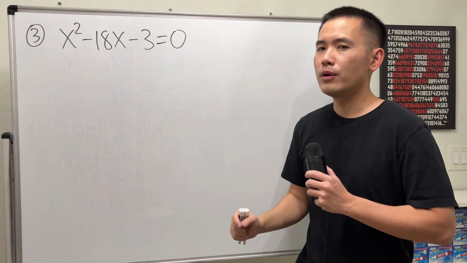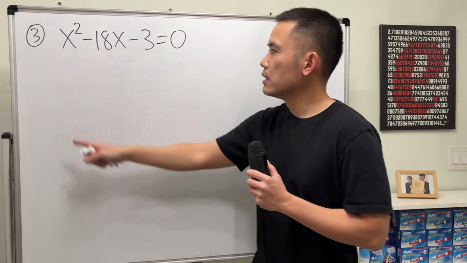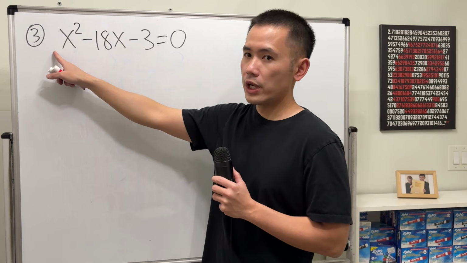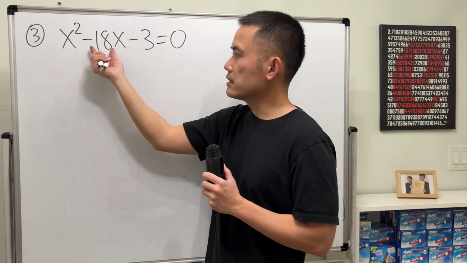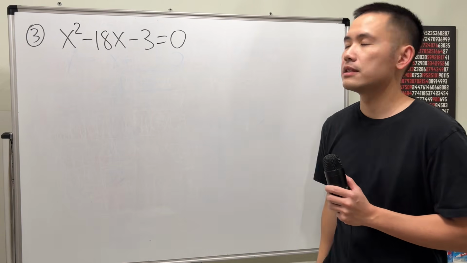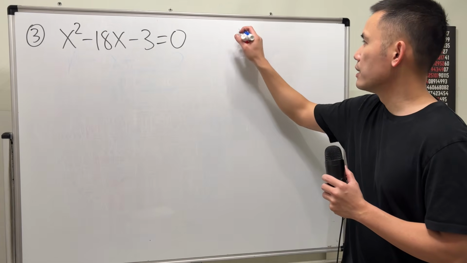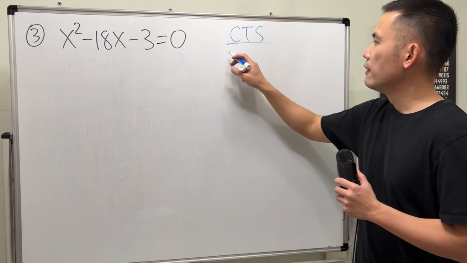Now for the last one, x squared minus 18x minus 3 is equal to 0. It's not factorable, and I will be using the completing the square method because the coefficient of x squared is 1 already, and the coefficient of x is an even number. Completing the square will be faster in this case. So let's go ahead and do that. And let me review the steps with you guys right here for completing the square.